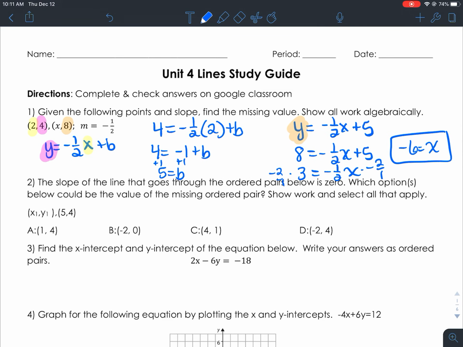All right, so the next problem, I'm just going to switch colors so you can see it. We're looking for a slope of the pair that makes 0. So 0 means that the y's are the same, because it's going to make that nice horizontal line. If you think about it, the slope is going to be 0 over some number. So that means the change of y has to be equal to 0.